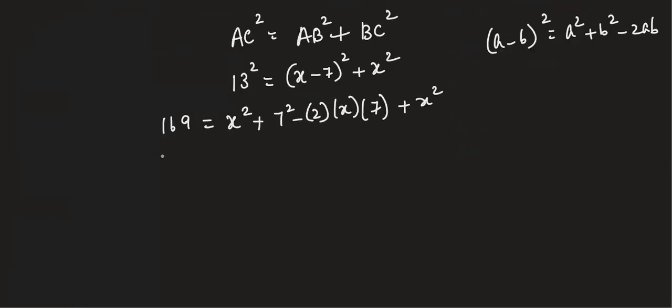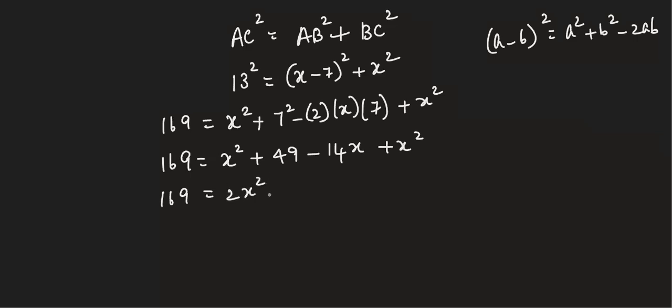Again, let's simplify. So 169 is equal to x square. 7 square will be 49. 2 into x into 7: 2 into 7 will be 14, so 14 into x will be minus 14x, plus x square. Now again, let's combine the like terms. There is 1x square, another x square, so it will become 2x square minus 14x plus 49.